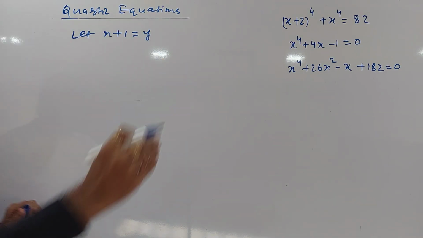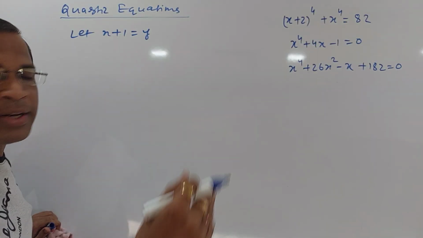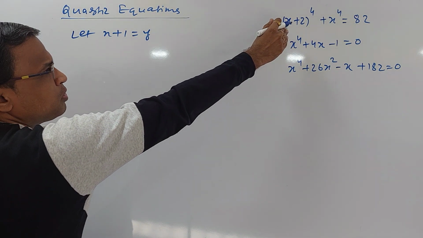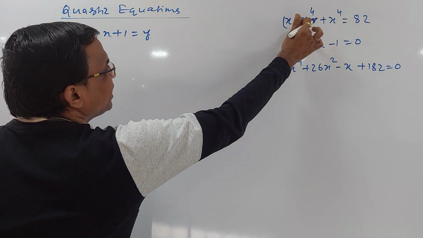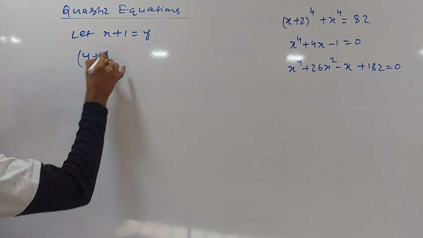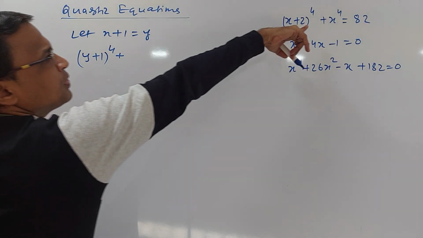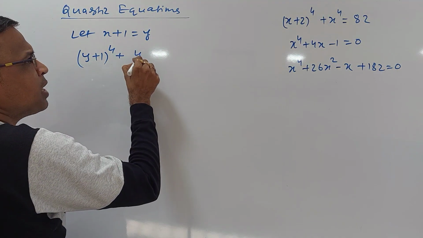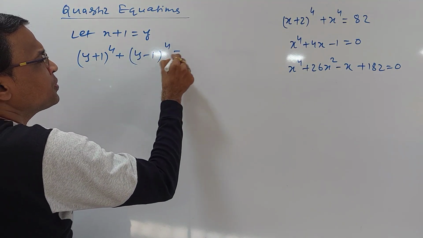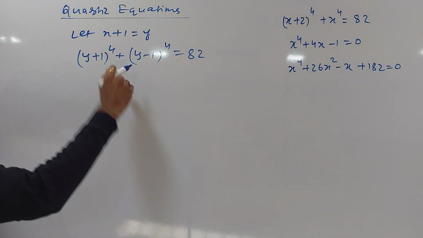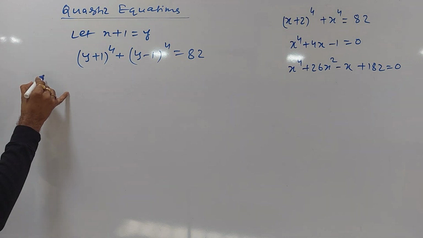This is a very wacky approach, but it will be really helpful. So if I put x plus 1 equal to y, the first part will give me x plus 1 plus 1, so that is (y plus 1) power 4, plus, x will be y minus 1, so (y minus 1) power 4 is equal to 82. That will be really helpful for me. Now I will just do the expansion of this. So let me just try this.